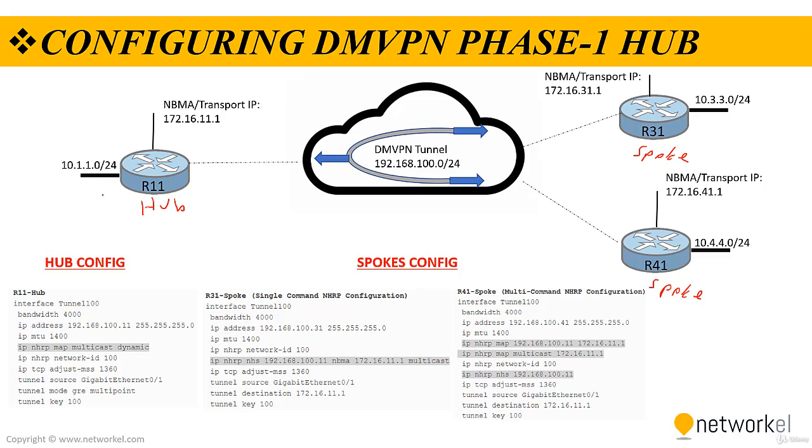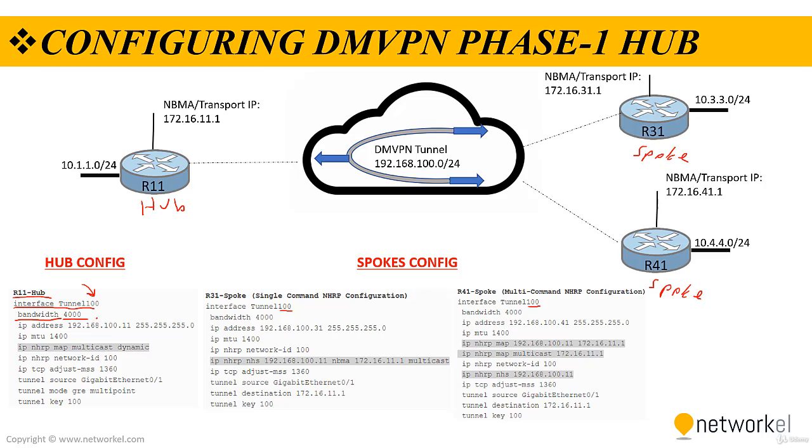So on the hub config, let's start with the hub config. On router 11, we are defining a tunnel interface, interface tunnel 100. And please check the tunnel name is set the same for the spokes as well. And also we are defining a bandwidth in here with bandwidth 4000. So defining a bandwidth value is actually optional for DMVPN configuration, guys.